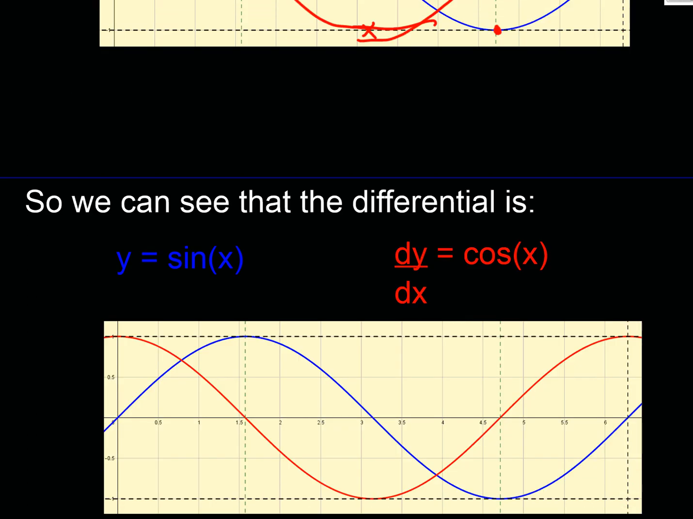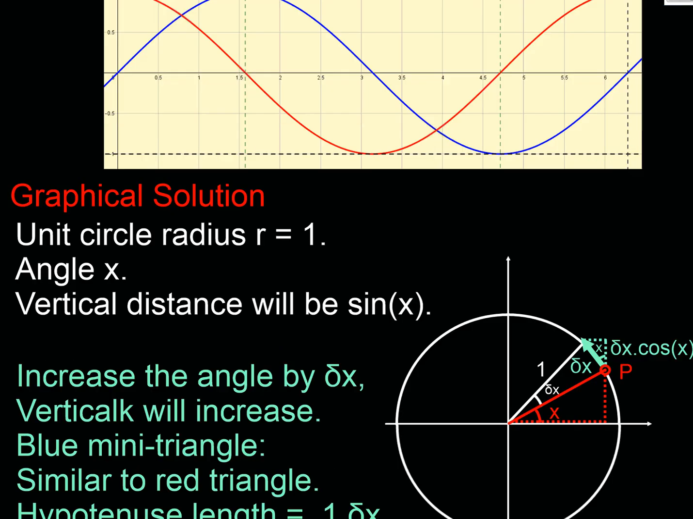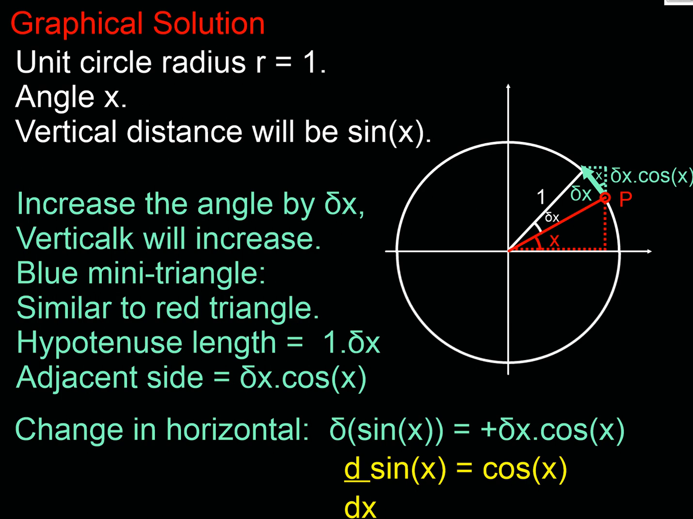So there we are. So we now know that if y is sine of x, the differential of sine of x is cos of x. Again, we can prove that graphically, following the sort of line we did just now. Here's our unit circle, and the vertical side of the red triangle is sine of x.